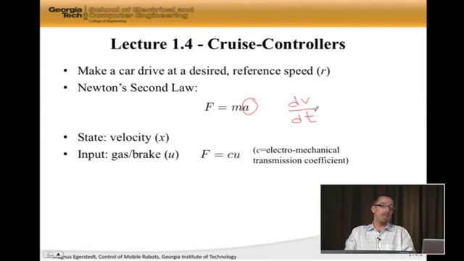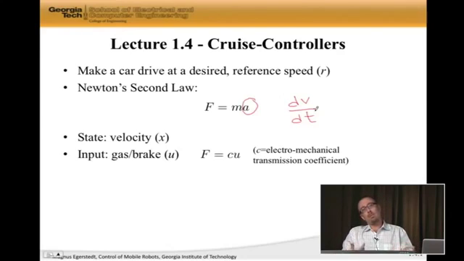Now, we're also going to have an input. And when you're driving a car, the input, if you're dealing with speeds rather than which direction the car is going, is you press the gas pedal or the brake. And we are going to be rather crude there and say that somehow we're mapping stepping on the gas or the brake onto a force that's applied to the car. This is done through some linear relationship where we have some coefficient c, which is an electromechanical transmission coefficient. And I'm going to go out on a limb and say we don't know what this is. Our control design cannot rely on us knowing c, because we're not going to know exactly what it is.